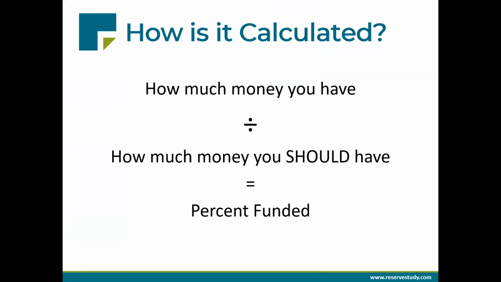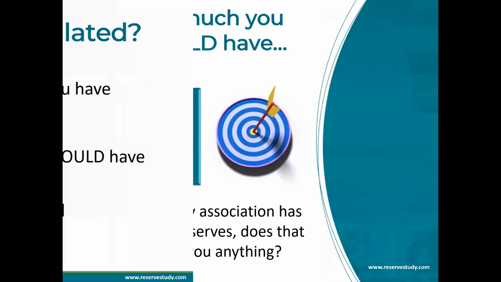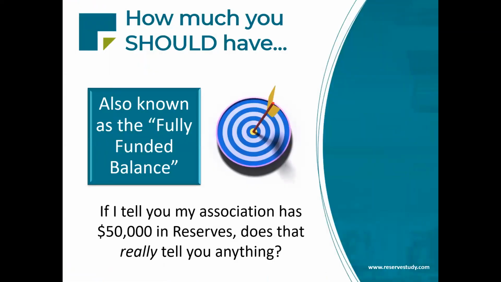All right. Now, the second part of this fraction, how much money they should have, is something that we call the fully funded balance. Okay, now I'm going to try to explain this very carefully. The fully funded balance is a theoretical number, right? And the way that I like to put this in perspective is to ask you a question. If I told you that there's some association out there that has $50,000 in reserves, but I haven't told you anything else about the community, is that meaningful? Have I really told you anything at all?